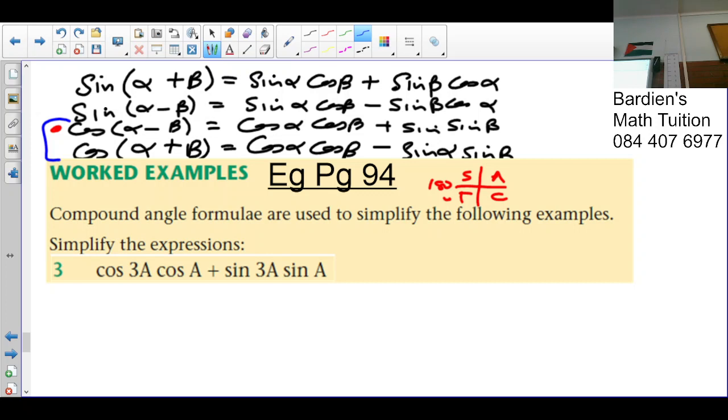The first one. Why? Because I'm busy with a plus. So we must write it as cos of alpha minus beta. Are you all okay with that? So this must be cos alpha cos beta plus sine alpha sine beta. Can you see that, people? Cos alpha cos beta plus sine alpha sine beta can be written as cos of alpha minus beta. You all okay with that?